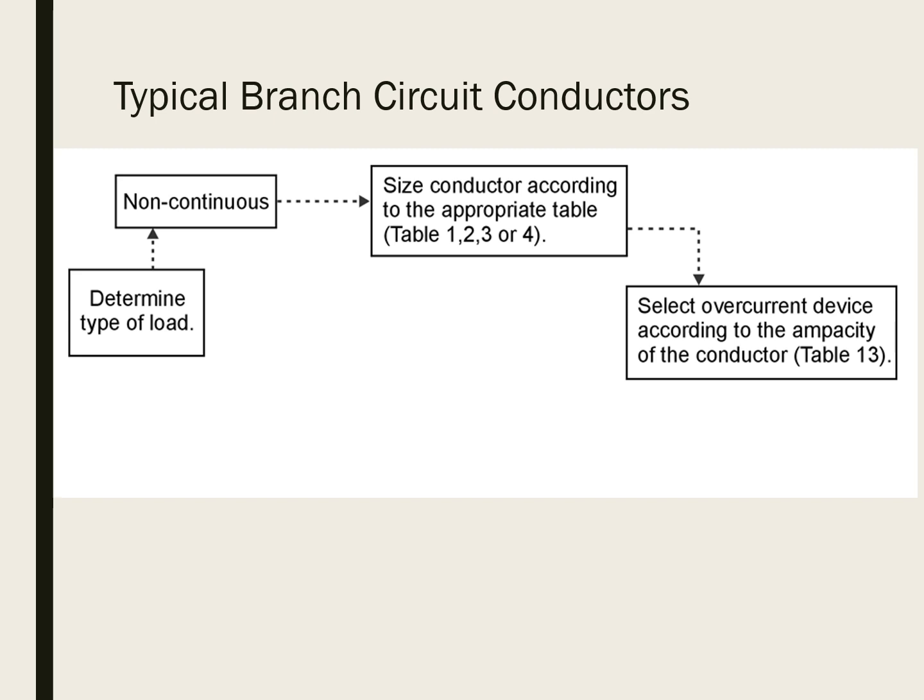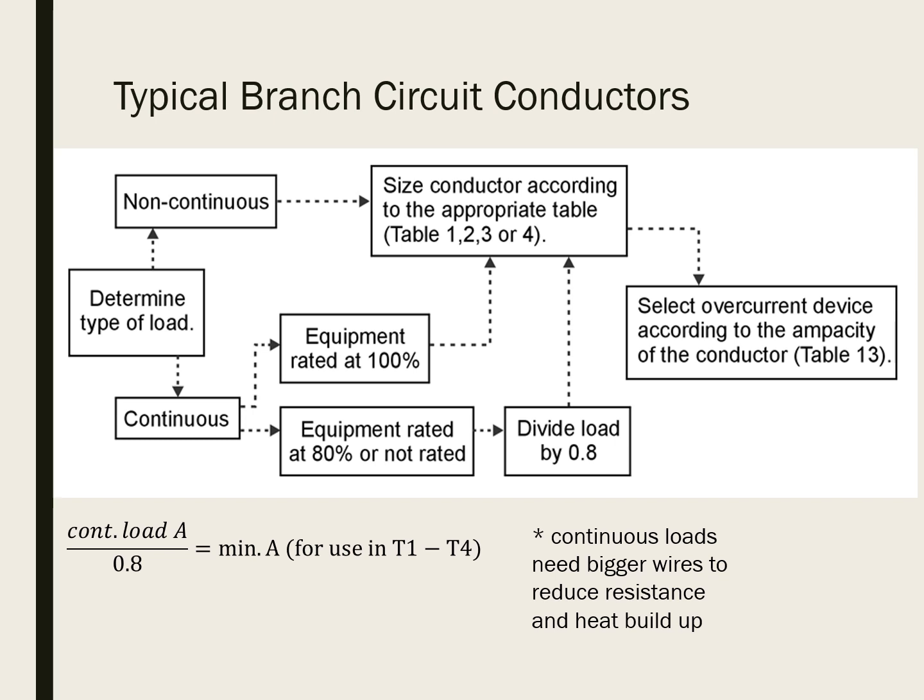If we have a load that is rated as non-continuous, then we can simply use the values that we find in Tables 1, 2, 3, and 4 directly at face value. We then select the overcurrent device according to Table 13 and the conductor ampacity. If our loads are rated as continuous, which most of our loads are, we now have to check them to see what the rating of the equipment is.